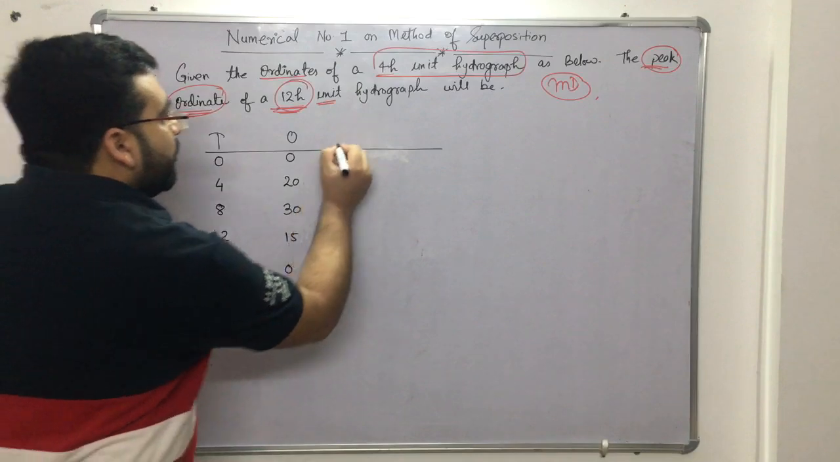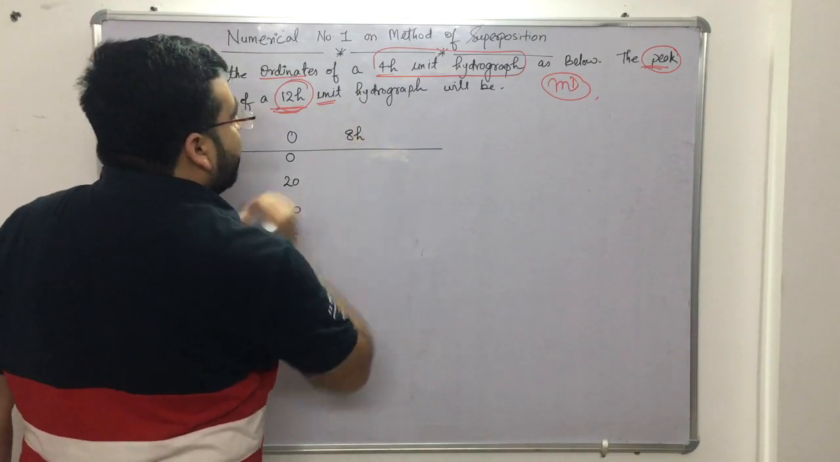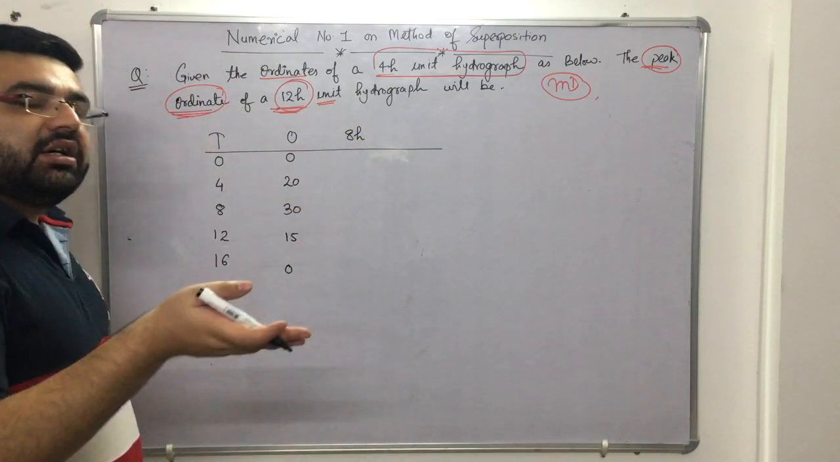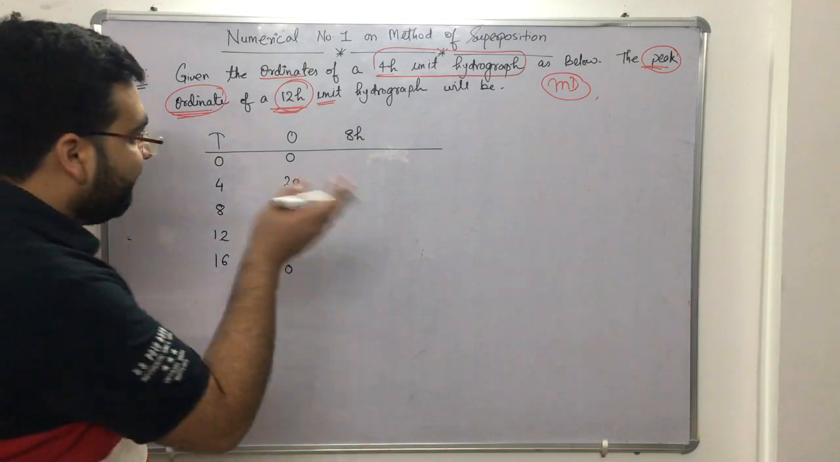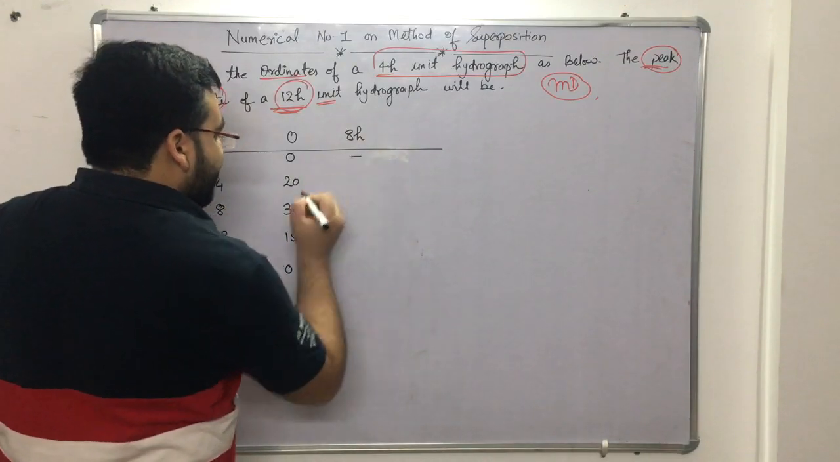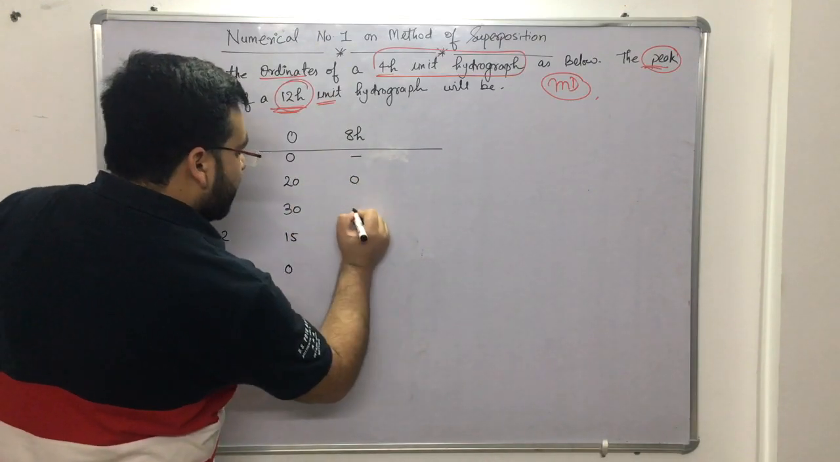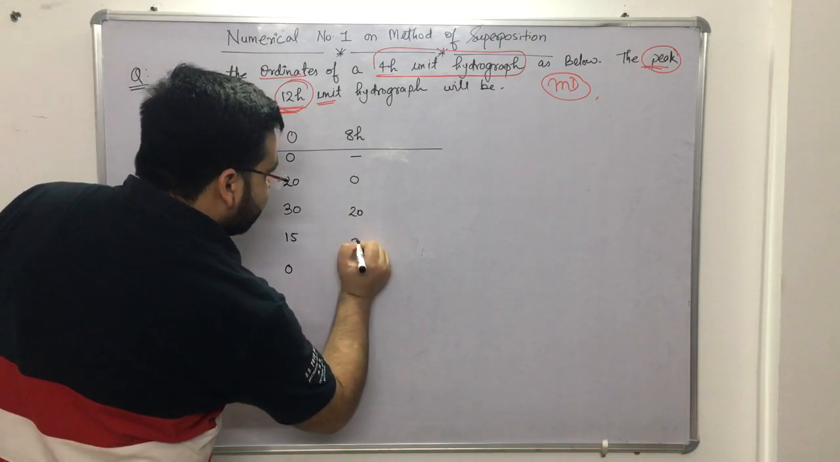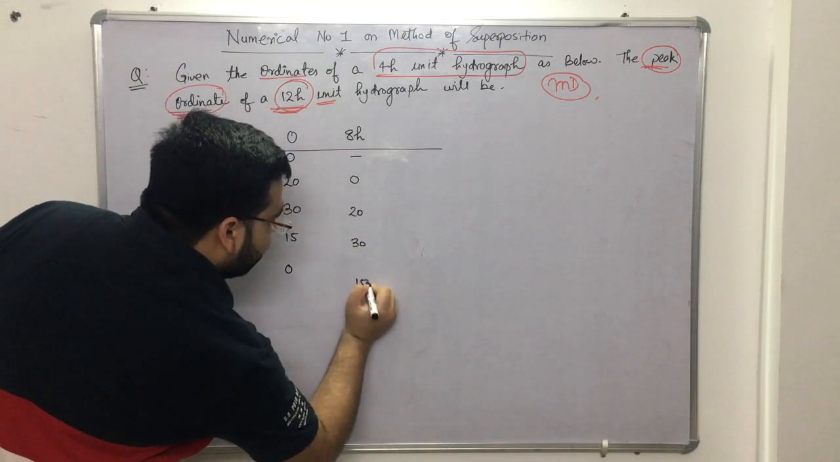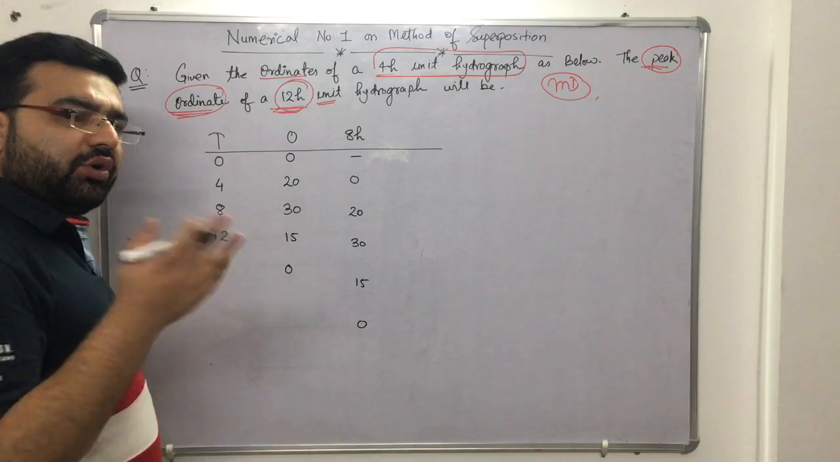Now, what do we have to do? For the 8-hour unit hydrograph, we have to lag the discharge by 4 hours, right? So it will be a dash. Now lag by 4 hours, 0. This will be 20. This will be 30. This will be 15, and then we will have 0, right?